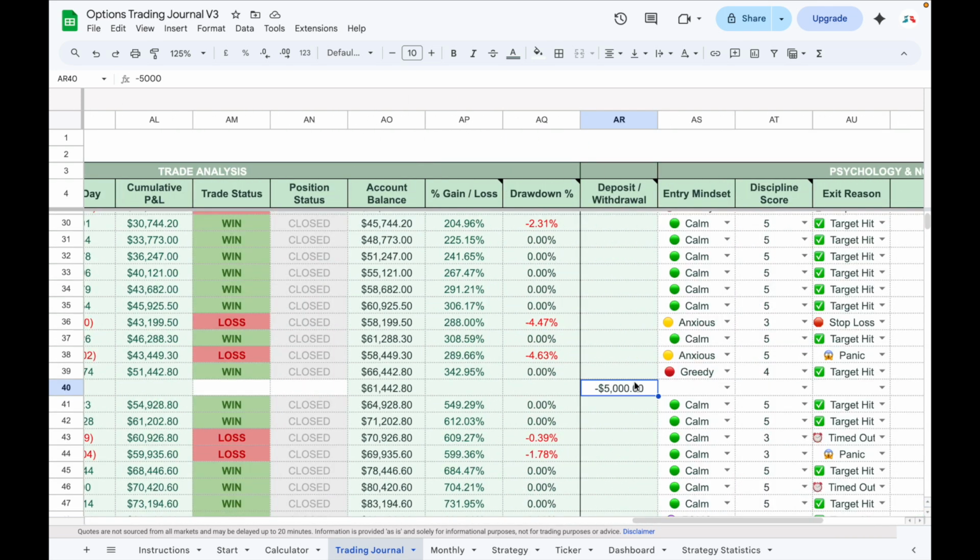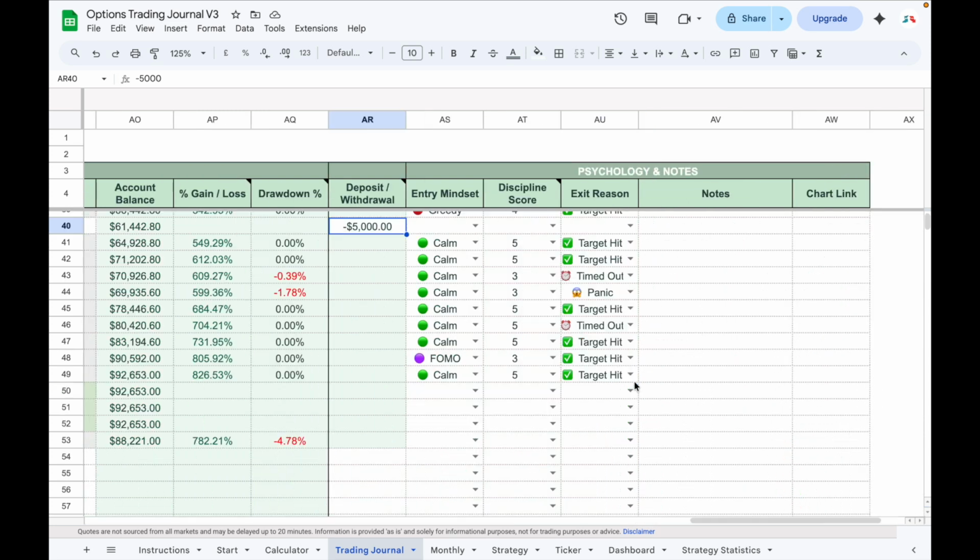Use a minus sign if you are withdrawing money. There is a section for you to log your mental data such as entry mindset. Select from the drop-down list. Rate your discipline score from 1 to 5, and then select your exit reason. Add any notes or charts link here. All data entered here will automatically populate your monthly strategy, ticker, dashboard, and strategy statistic tabs.